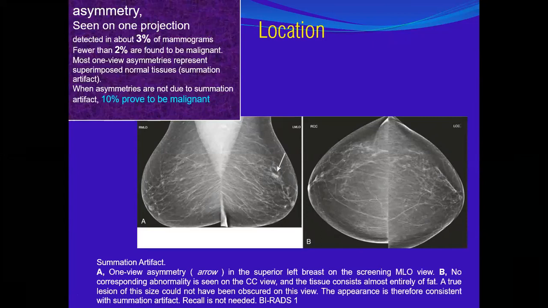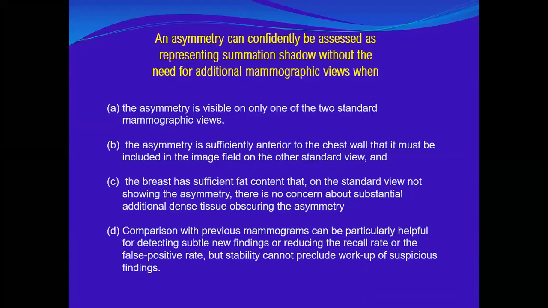And the other thing, this is sizable, expected to be visualized here. And there is no fibroglandular tissue that might obscure it. The breast is completely fatty. So here I'll confidently say this is summation artifact and it is BIRADS 1. You got it? Yes, okay. Thank you.